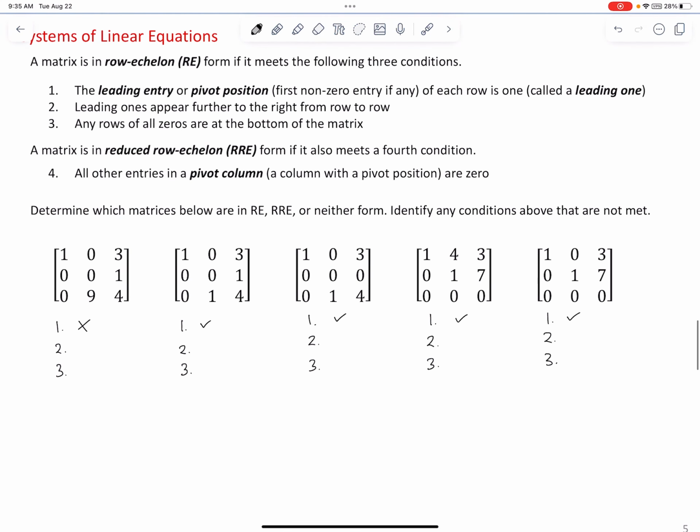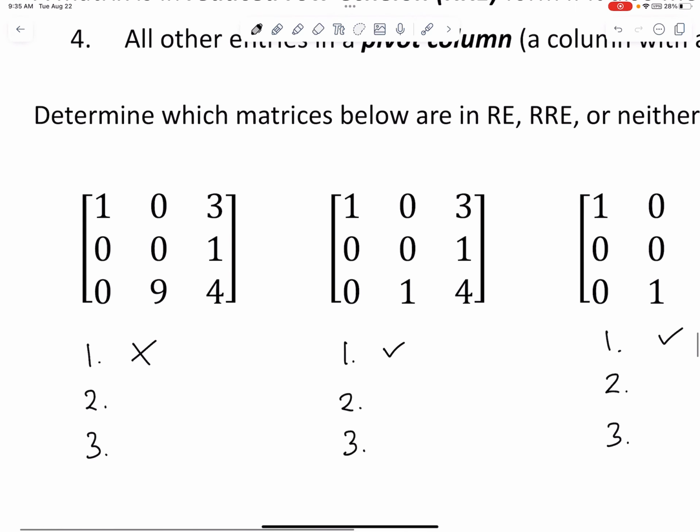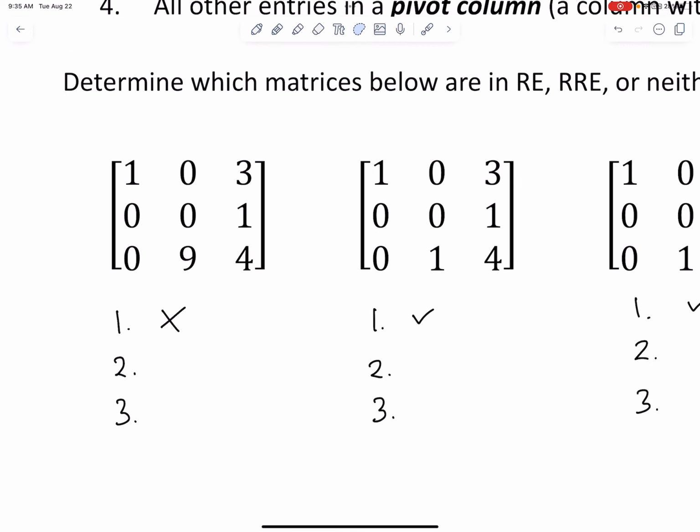All right, condition 2 was that leading 1s have to appear further to the right from row to row. So now we get to look at whether or not condition 2 is satisfied. Now, for condition 2, we're not even going to bother continuing with the first matrix, because we're trying to identify whether these matrices are in REF, and they cannot be in REF if any of the conditions are not satisfied. Once you have one condition not satisfied, you can just say the matrix is not in row echelon form.